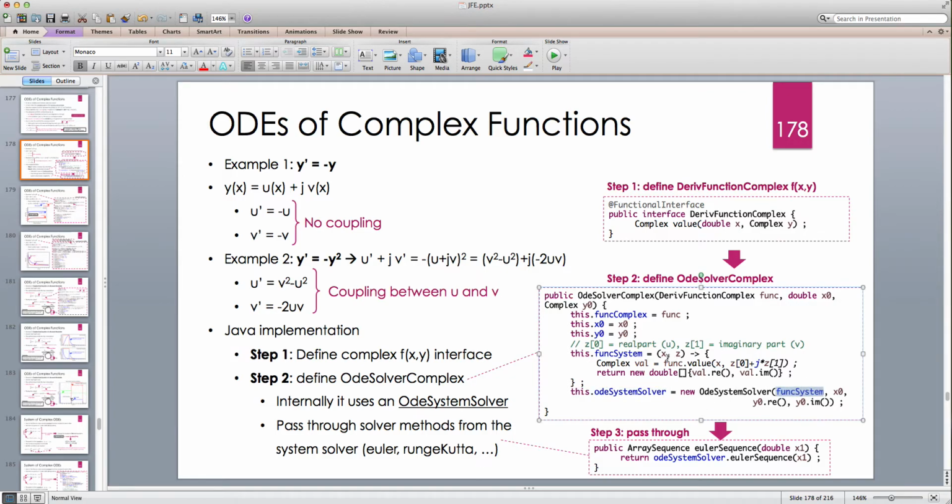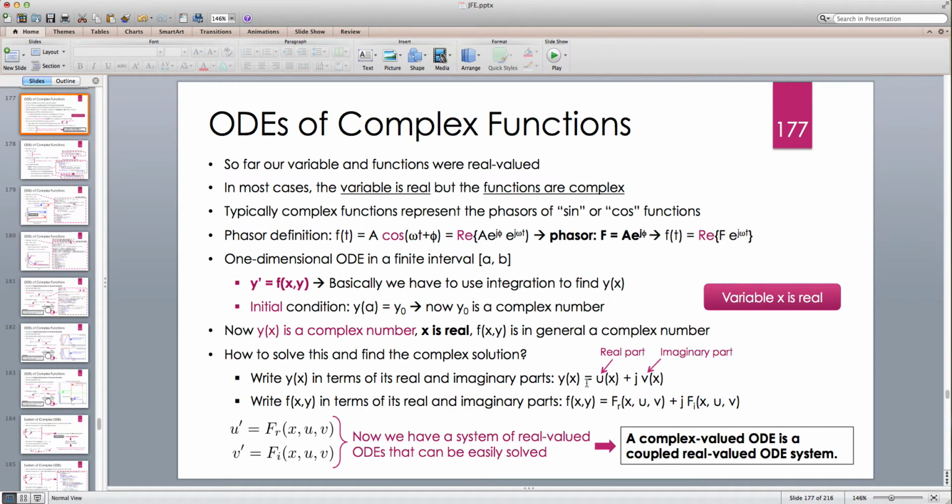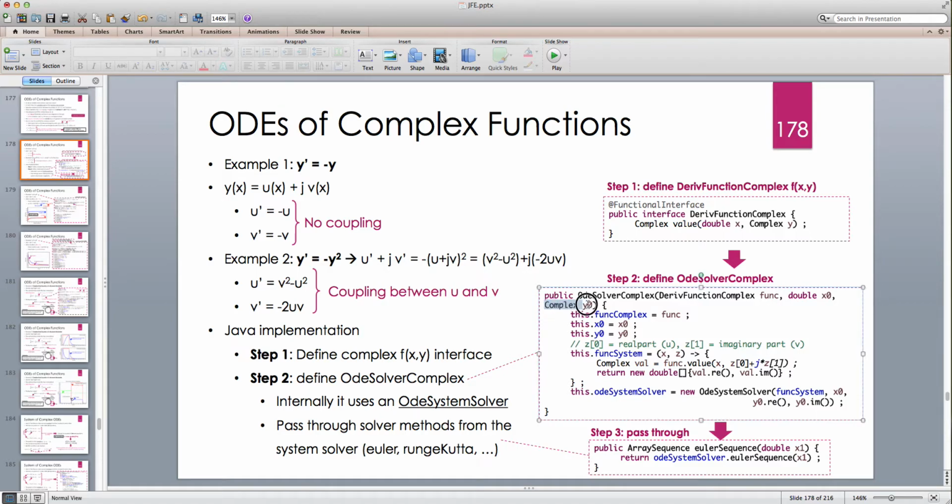So we pass in our function system that represents the two differential equations, x0, and then we also have to break the complex initial condition into two real valued initial conditions. So u is the real part of y, so its initial condition is the real part of the initial condition of y, right? So y0 dot real part, y0 dot imaginary part.